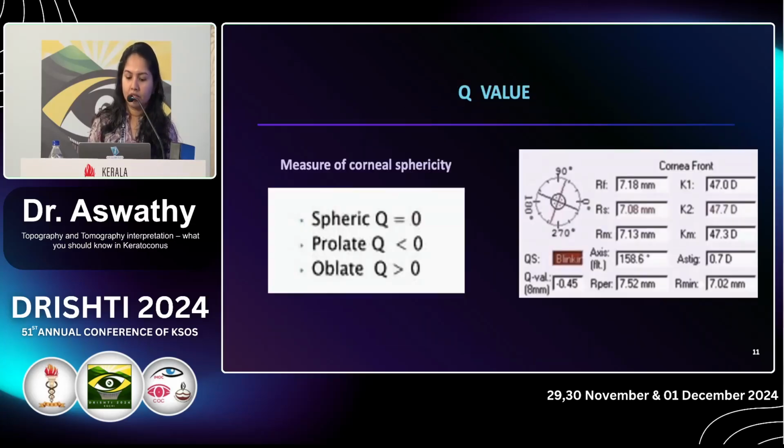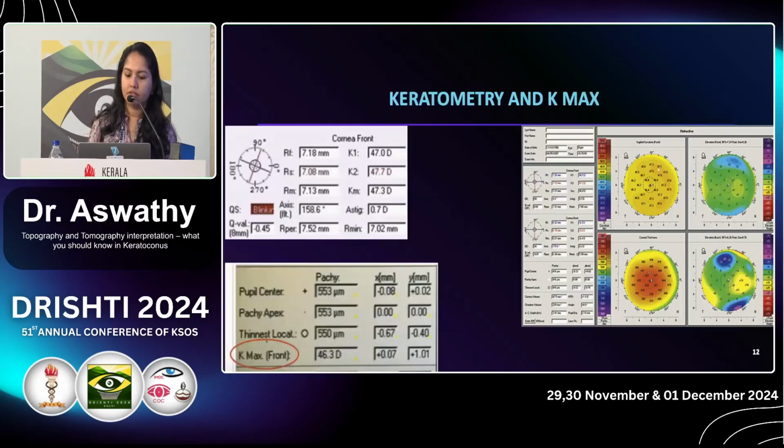scan. Below that is the Q value, which represents a measure of the corneal sphericity. And in a normal cornea, the value is between 0 and -1. If the cornea becomes hyperprolate, as in the case of keratoconus, the value becomes more negative. Next are the keratometry values that are depicted. If the keratometry Kmax value goes above 47 diopters, you have to be suspicious of an ectasia.